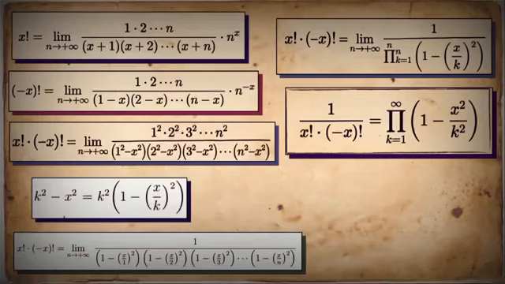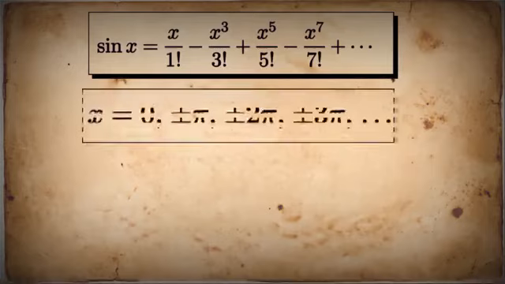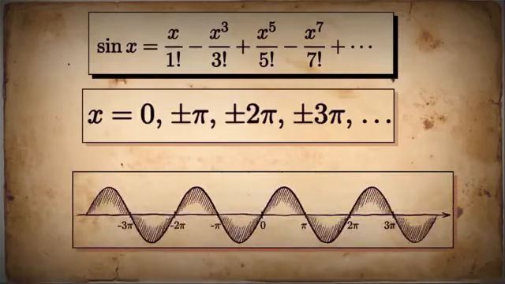To identify this product, we recall a classical result from the study of the sine function. The sine function has the Taylor series expansion. This is an infinite polynomial in x, and its zeros, the values of x where it equals 0, occur at 0, positive and negative pi, positive and negative 2 pi, and so on, through all integer multiples of pi. Plotting the sine function confirms this. The curve crosses the horizontal axis at exactly 0, plus and minus pi, plus and minus 2 pi, plus and minus 3 pi, and so on forever in both directions.